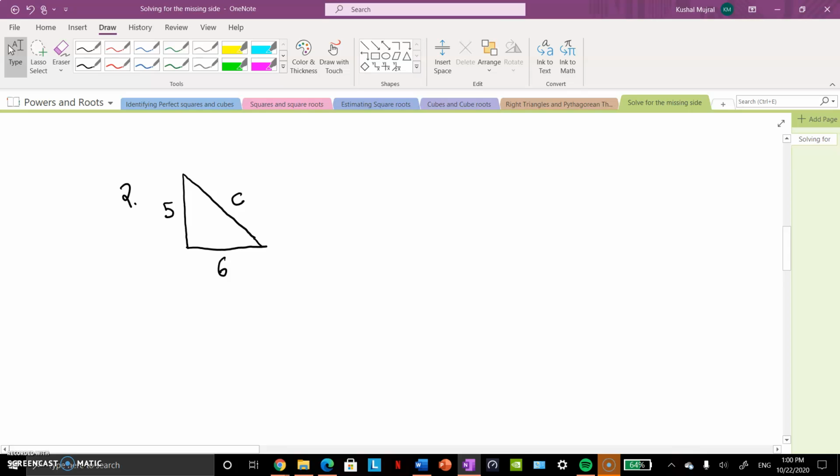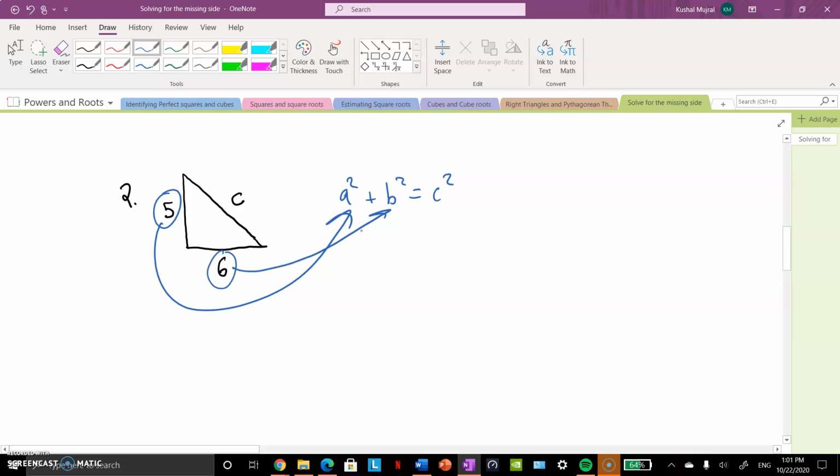Okay, so there's a 5, there's a 6, and there's a c. So we know that a squared plus b squared equals c squared. So this is a side length, which we could put as a. This is another side length, which we can put as b. And then c here, which is our hypotenuse, is going to go as c. Okay, we just erase these arrows. So a is 5 squared plus b is 6 squared equals c squared.